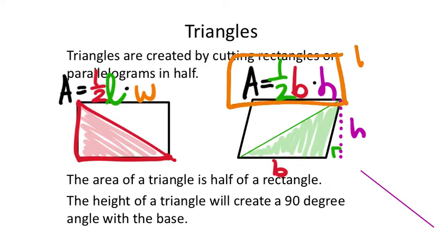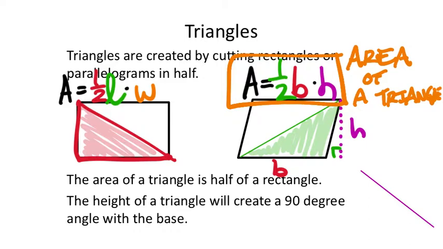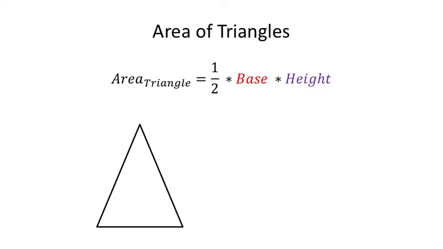This is the area of a triangle. And we're going to be using base and height for those values. So yeah, the area of a triangle is just half the rectangle. That's it. Cut it in half, and you see that you can create a triangle. So that's where this formula comes from.